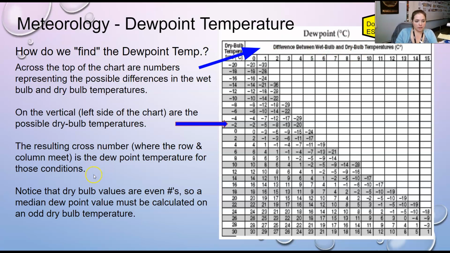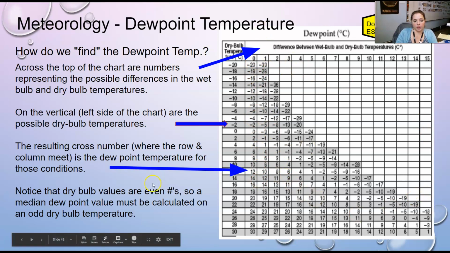This is the difference. So the resulting number, where the row and the column meet, kind of like Battleship, gives you the dew point temperature in degrees Celsius. So it's anything right in this box right here. But if you notice right here, these are all even numbers.